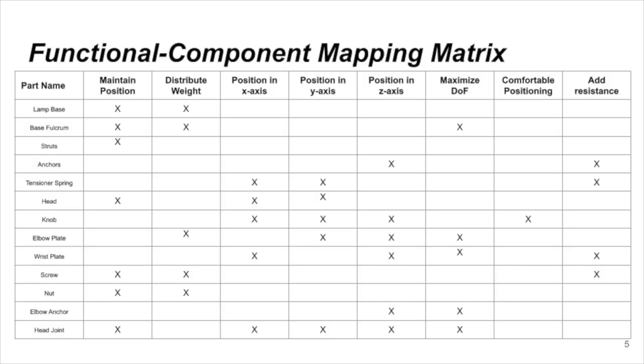We used the fast diagram to develop our functional component mapping matrix, which correlates the components in our bill of materials to the functives developed in the fast diagram. The most commonly addressed function is to maintain position, with 7 out of our 13 components being involved in supporting this function. Conversely, the head joint is the component that addresses the maximum number of functions.